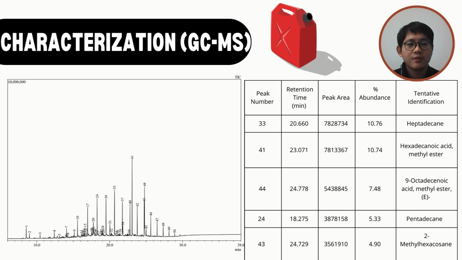Last but not least, 2-methyl hexacosane with the chemical formula C27H56 was found as the top number 5 in the abundance percentage of diesel Euro 5, as the energy content supplied during the chemical process.